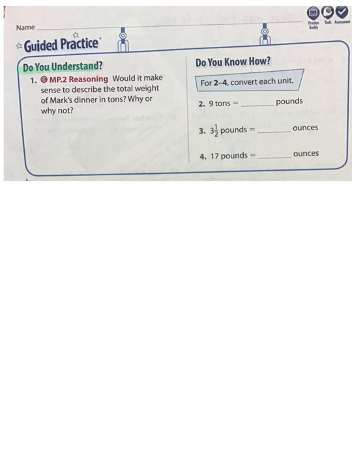Do you understand? Would it make sense to describe the total weight of Mark's dinner in tons? Why or why not? Well, the answer to that is a big no. We would not describe the answer in tons because a ton is 2,000 pounds. And the weight of Mark's dinner is only 54 ounces, which is way less than 2,000 pounds. So since 54 ounces is less than 1 ton, it would not make sense to describe Mark's dinner in tons.